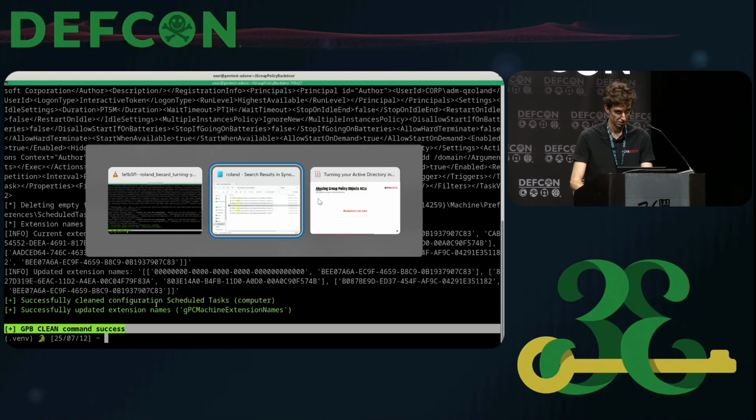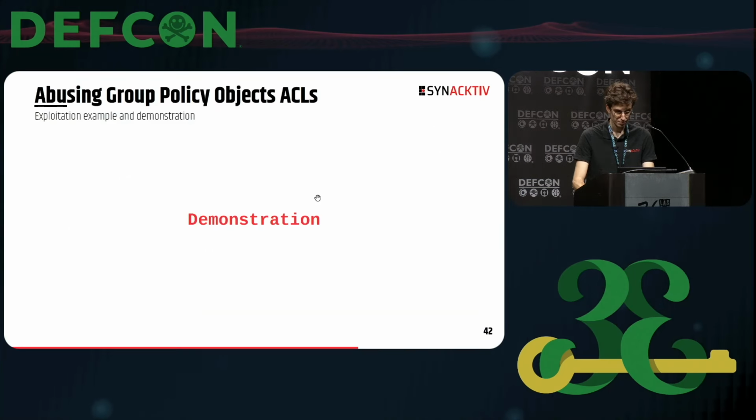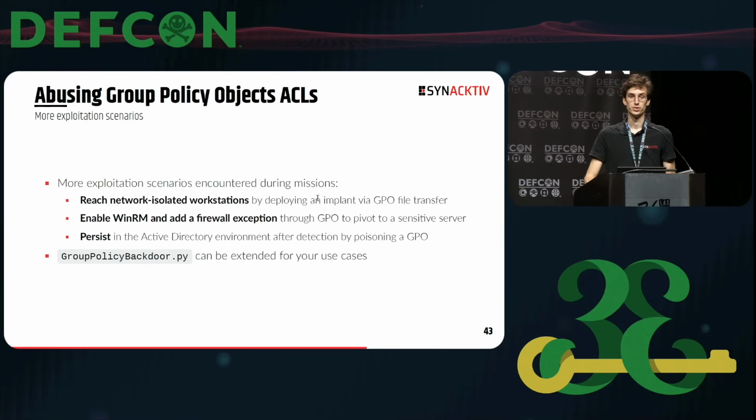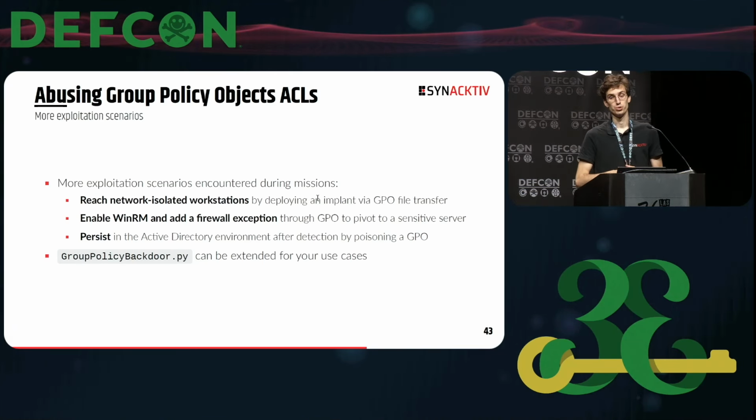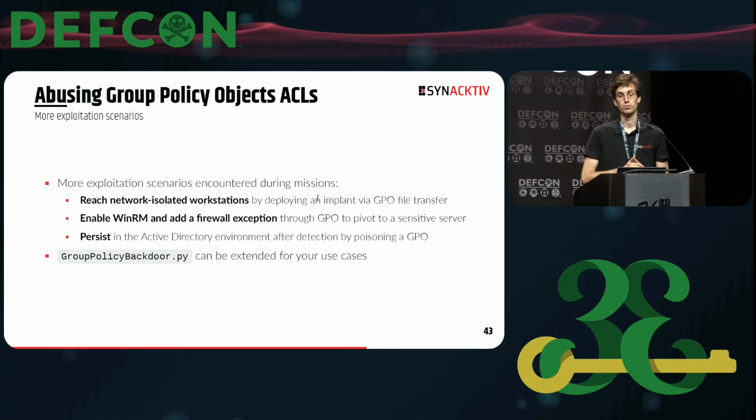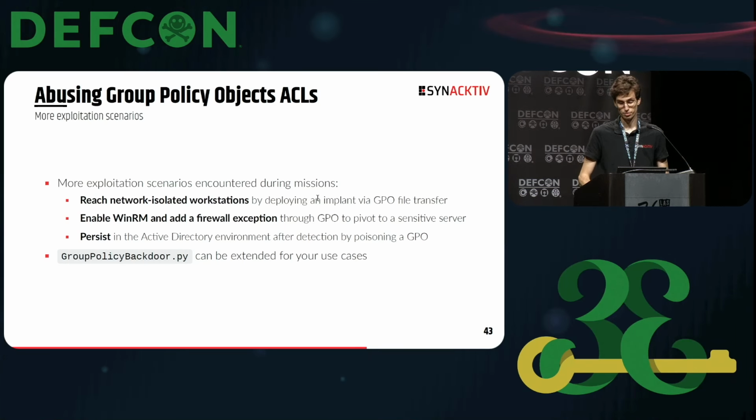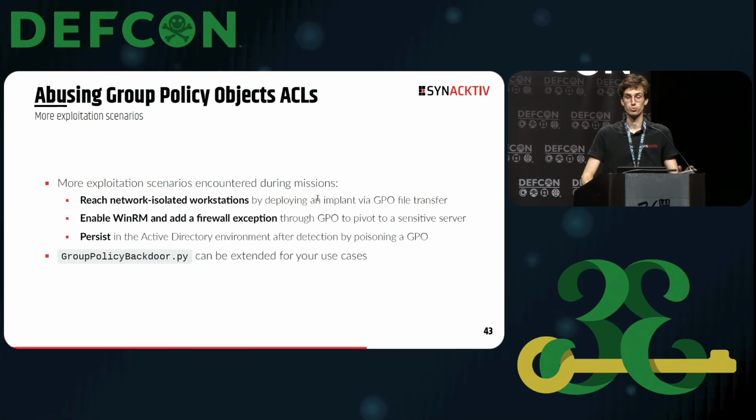All right. So that was, I mean, we have a lot more examples of how we exploited GPOs during engagements. We used it to reach some network isolated workstations that we could not even pivot to. We used it to enable WinRM and add some firewall exceptions. We also used it to persist in the Active Directory environment after detection. So the good news is that you can just extend group policy backdoor to your use cases to add some more configurations that you want to inject into GPOs.